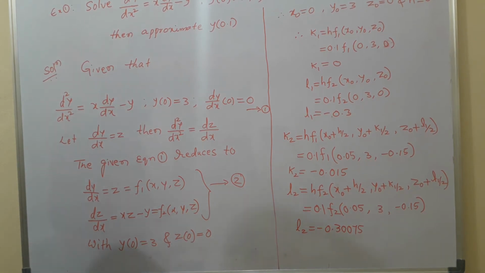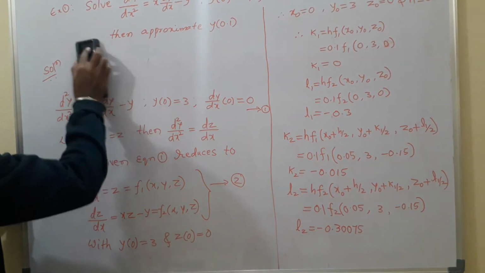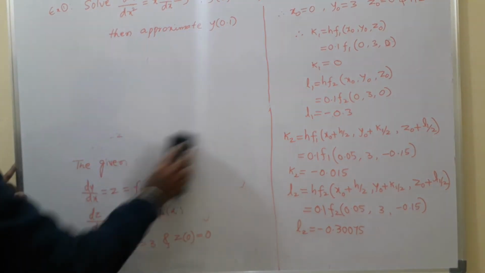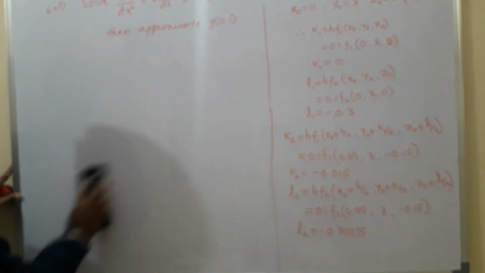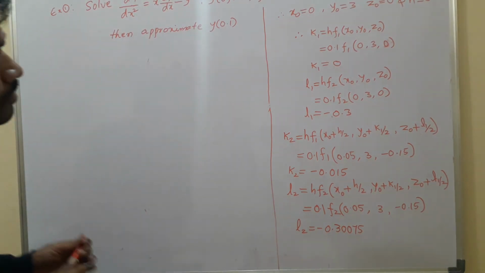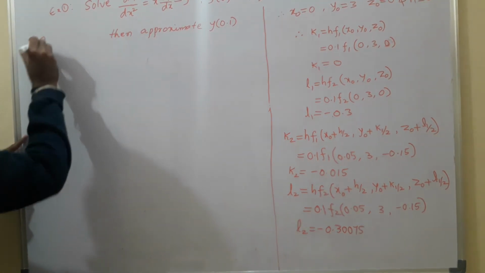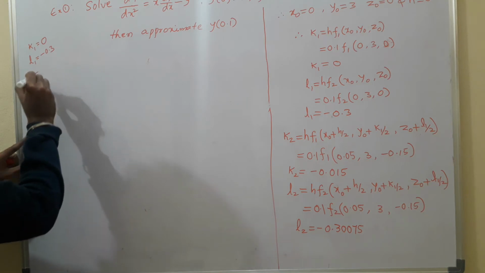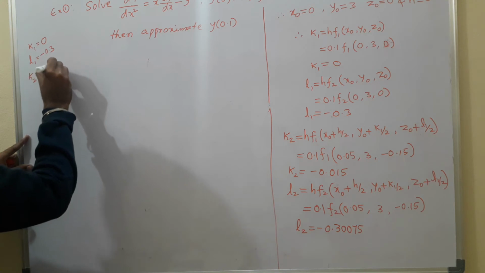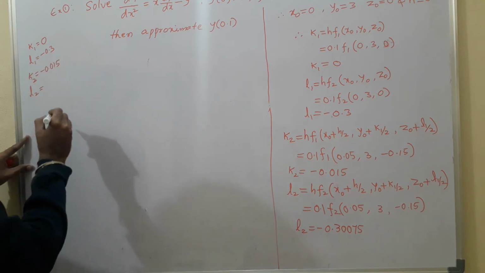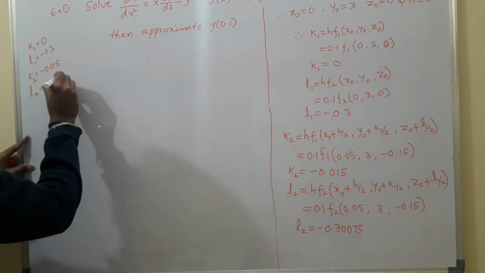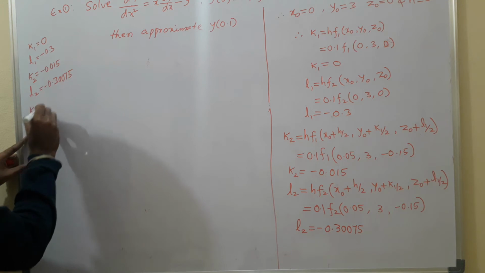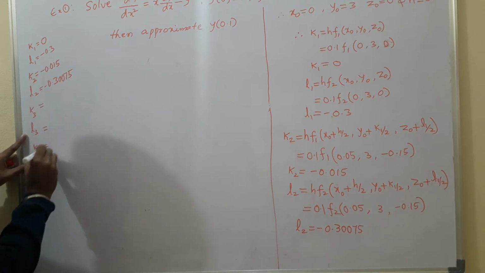Next, similarly K3, L3 and K4, L4. So K1 equal to 0, L1 equal to minus 0.3, and K2 equal to minus 0.015 and L2 equal to minus 0.30075. Now K3, L3, K4, L4.